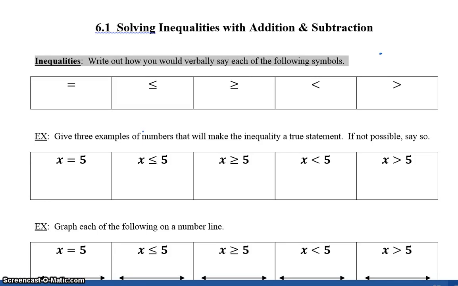In section 6.1, we are talking about inequalities, and we're going to solve with addition and subtraction. So to begin, we're going to write out how you would verbally say each of the symbols. The first one is just an equal sign, so you would say equal. The second one is going to be less than or equal to.